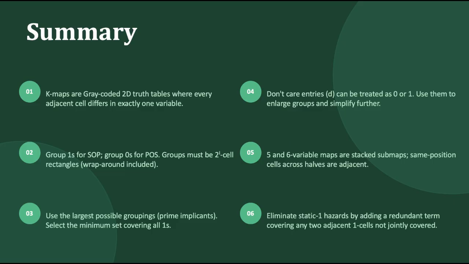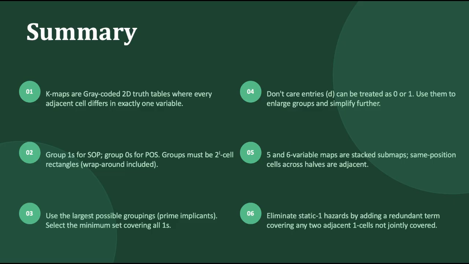Point 3. Always maximize group size. Find all prime implicants, the largest possible valid groups, identify which ones are essential, and select the minimum set that covers all 1 cells. Never settle for a smaller group when a larger valid group exists. Point 4. Don't care entries are free simplification. Treat them as 0 or 1, whichever extends your groups further. Never form a group of only don't cares, and let unused don't cares default to 0 in your final SOP expression.